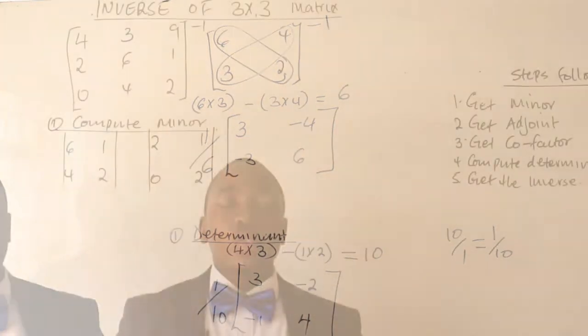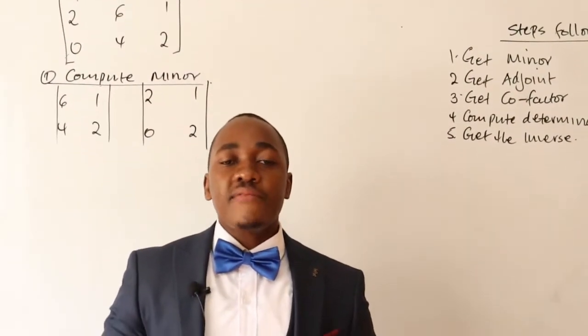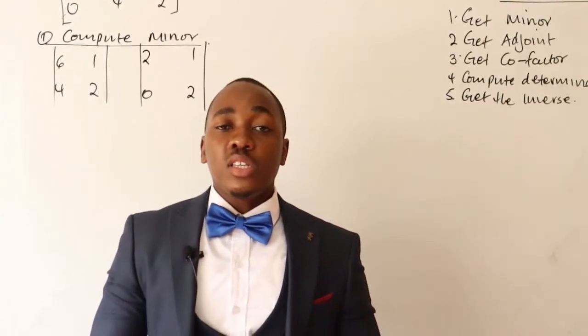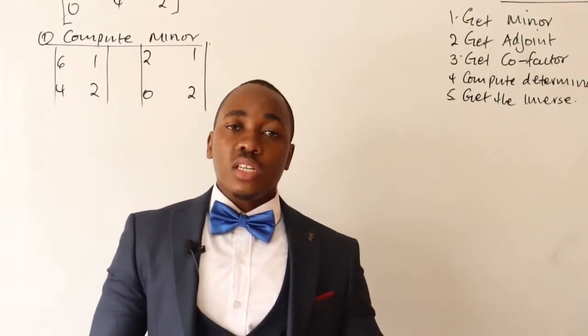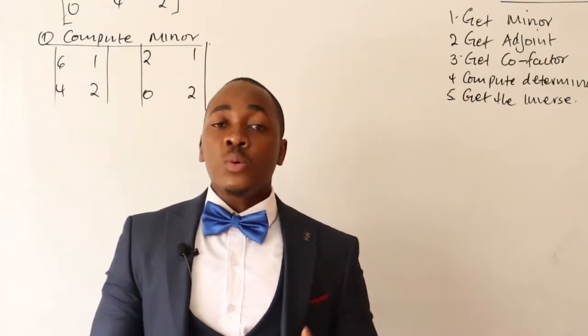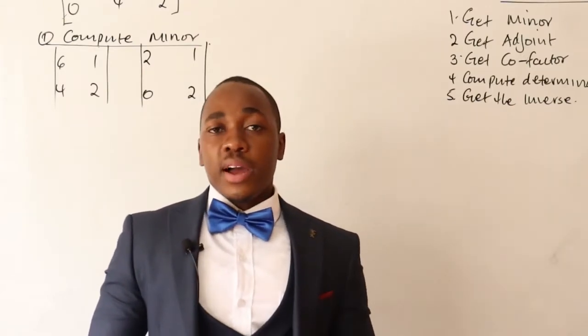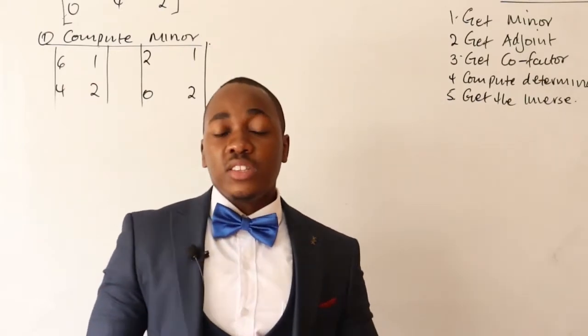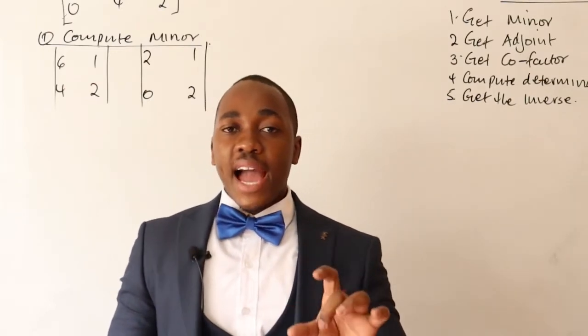So now, how do we get an inverse of a 3 by 3 matrix? An inverse of a 3 by 3 matrix involves some steps, like the way we did the inverse of a 2 by 2 matrix. And what are those steps? Step number 1, you compute what we call the minor. After you compute the minor, step number 2, you get what we call the adjoint.